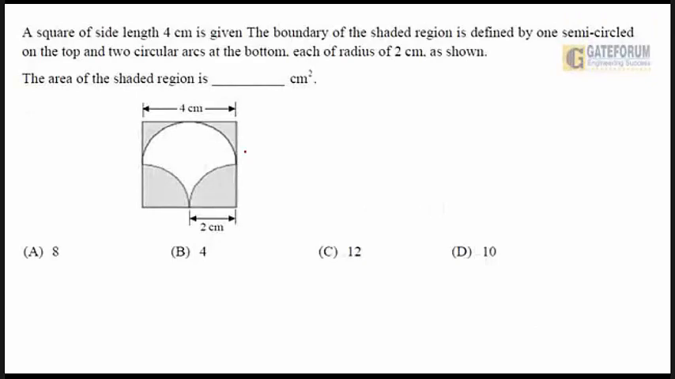A square of side length 4 centimeter is given. The boundary of the shaded region is defined by one semicircle on the top, and two circular arcs at the bottom. So on the top means this has been divided, and this is the semicircle, and two arcs at the bottom, with these as the centers, each of radius 2 centimeter as shown. What is the area of the shaded region? Give it a try.